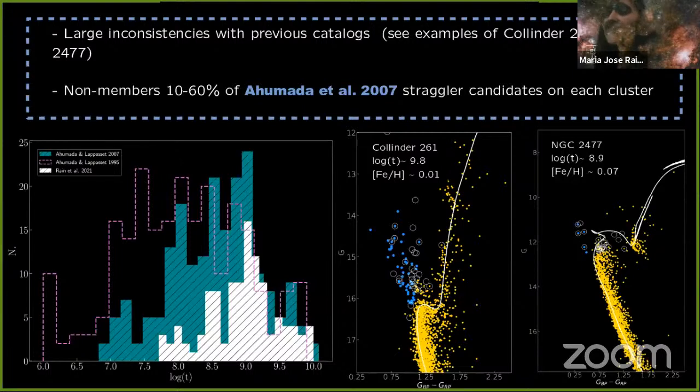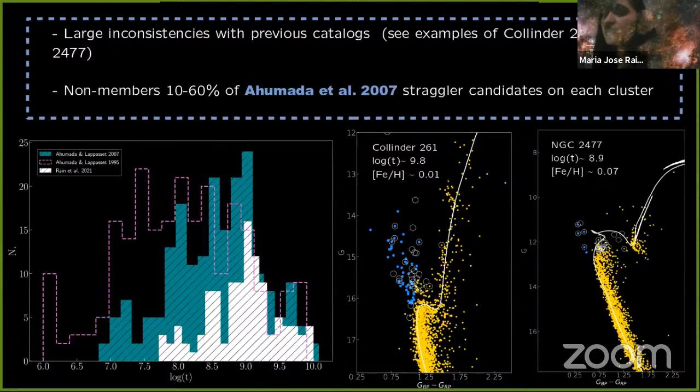In white are the number of clusters we found to host at least one blue straggler. In cyan, the clusters of Ahumada 2007, and in magenta, the clusters of Ahumada 1995. To the right of the histogram, there are two color magnitude diagrams for two clusters. Yellow dots are Cantat-Gaudin members. Blue circles are our selection of blue stragglers. And white open circles are those of Ahumada and Lapasset 2007.